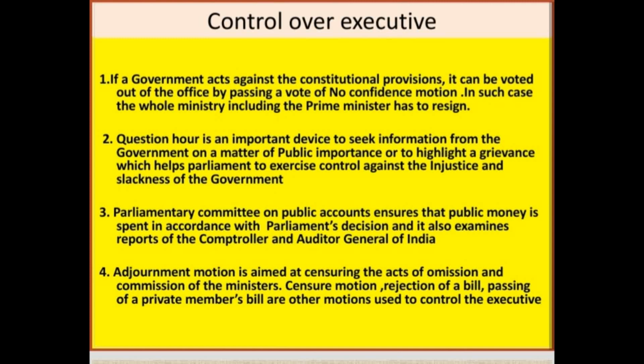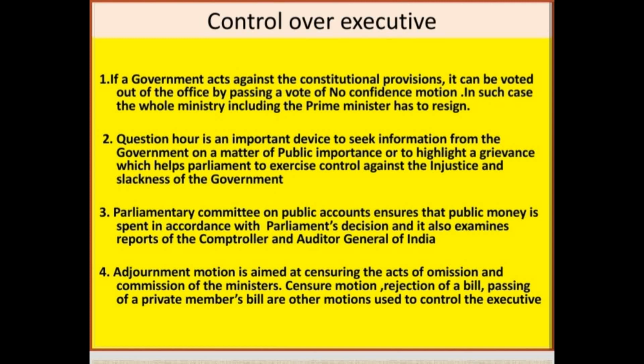Once the Comptroller and Auditor General finishes his auditing, then the Parliament, especially this Public Accounts Committee, will go through these auditing reports, and they will try to control the government if something is going wrong. And adjournment motion is one other tool to control the executive role of the government, where the opposition leaders can bring an important issue by setting aside all other things in the sessions of parliament, so that the government will be made to discuss the most pressing issues at that point of time.